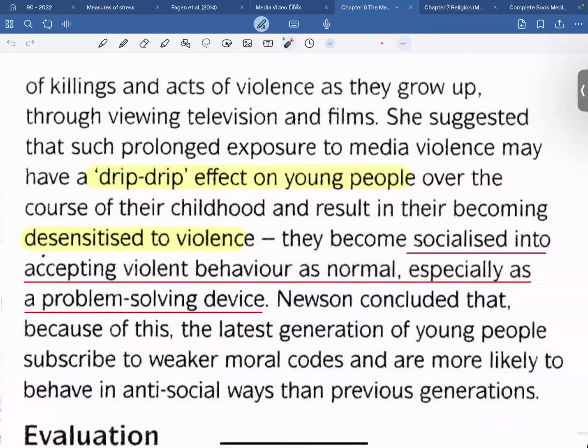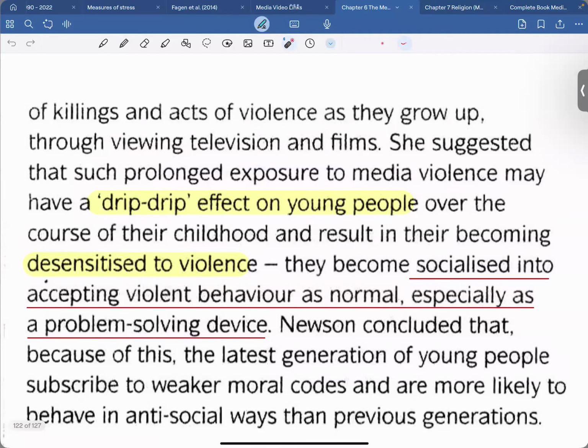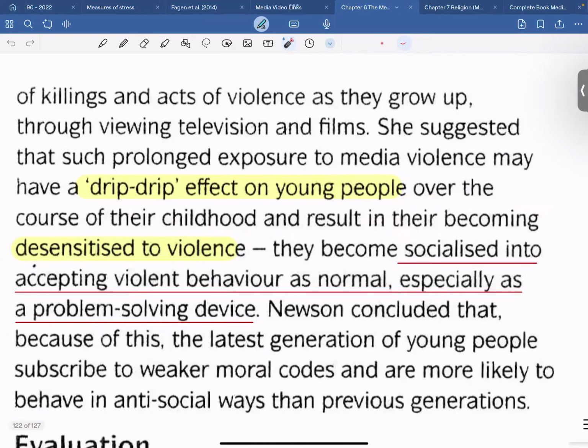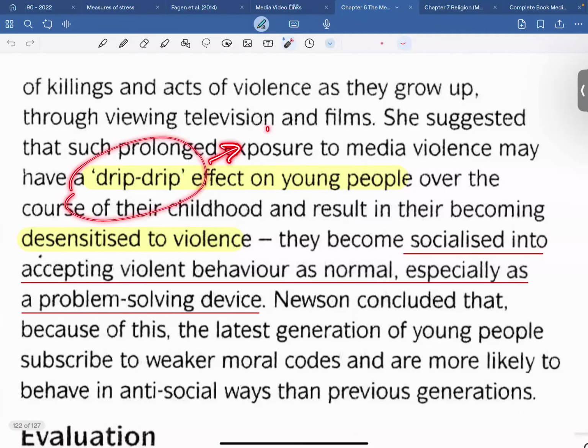She suggested that such prolonged exposure to media violence may have a drip effect on young children. Now, as we use this word drip effect, remember the last time we spoke about it was when we were discussing the cultural effect model in the previous lesson. So, cultural effect model.